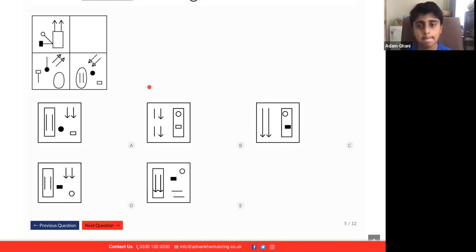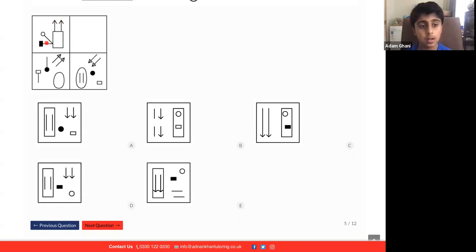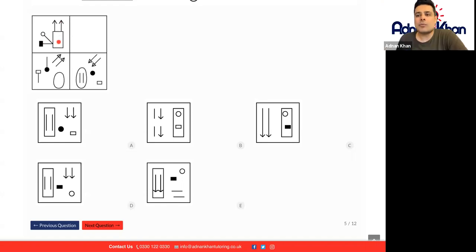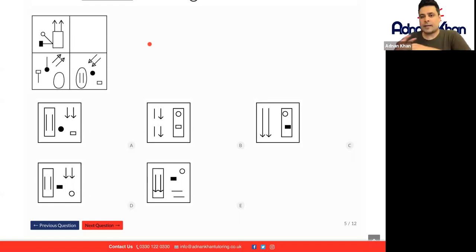So what's going to happen with the first one is that these arrows will move down. Okay? And these 2 lines, can you see these 2 lines? They will go in this rectangle box. And the white circle and the black rectangle will just be separate. Any ideas which one it could be?